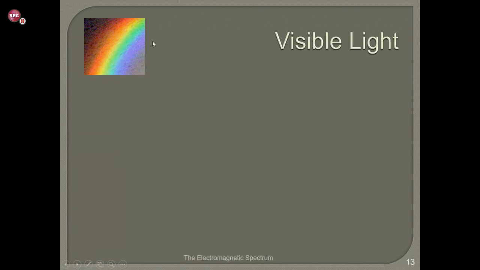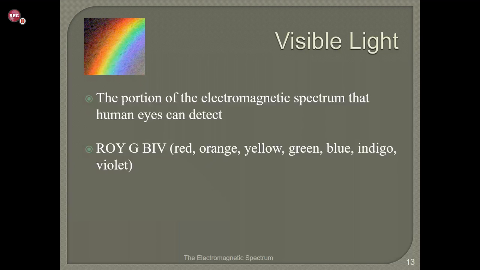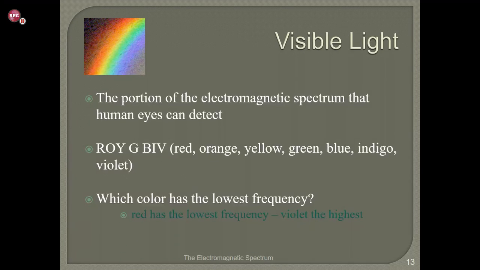Visible light. Everybody is familiar with the rainbow, which is ROY G. BIV, which is red, orange, yellow, green, blue, indigo, and violet, which is basically the visible light spectrum. They also go from low frequency to highest. Red has the lowest, of course, and violet has the highest.